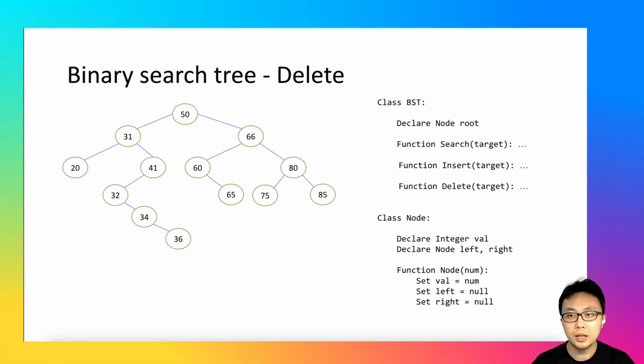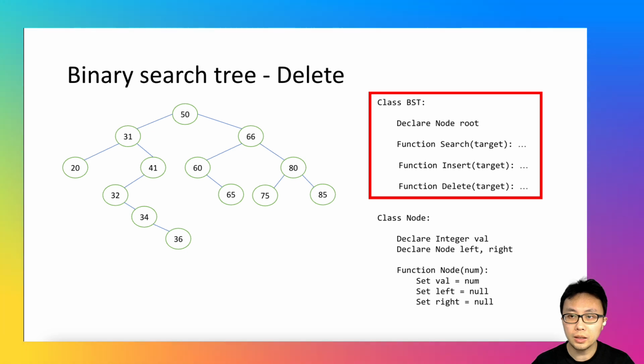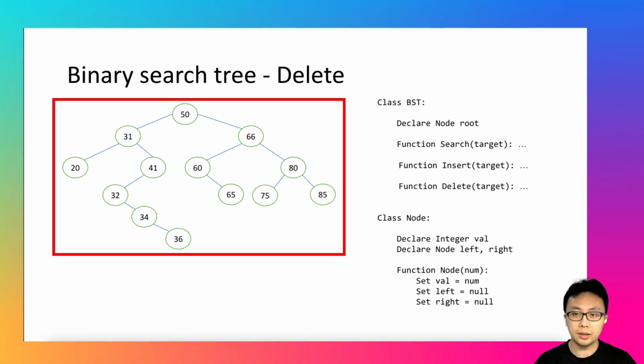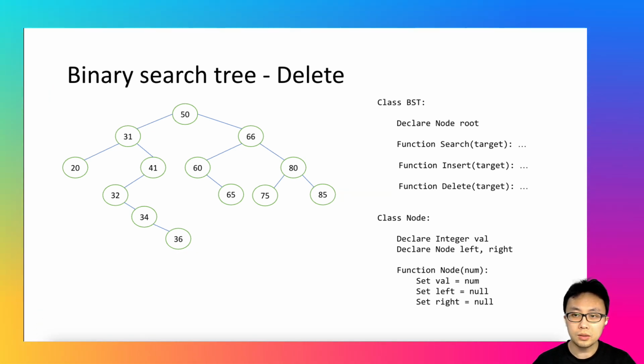Second, based on the implementation of the node class, we have also set up the skeleton of the class representing a binary search tree, and there's search, insert, and delete methods. We implemented the search and insert methods in the two prior videos, and the delete method is what we are going to implement in this one. Third, imagine that we already have a binary search tree example that looks like this on the left side of the screen. With these three assumptions set, we are ready to discuss the delete method.